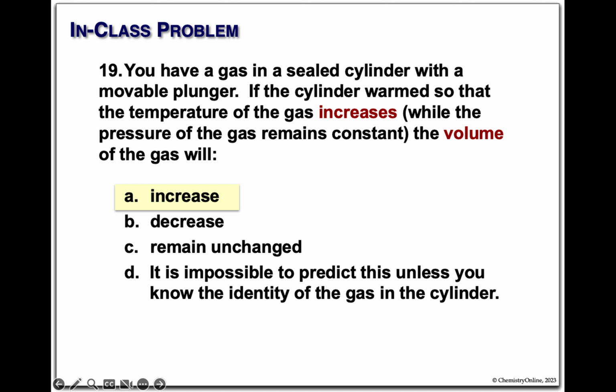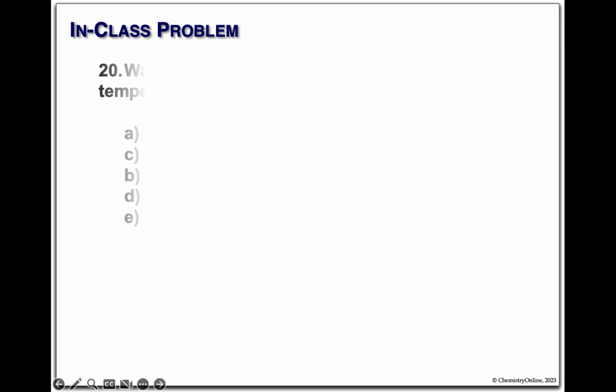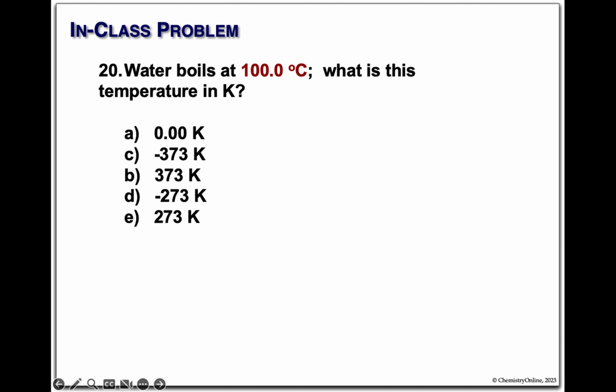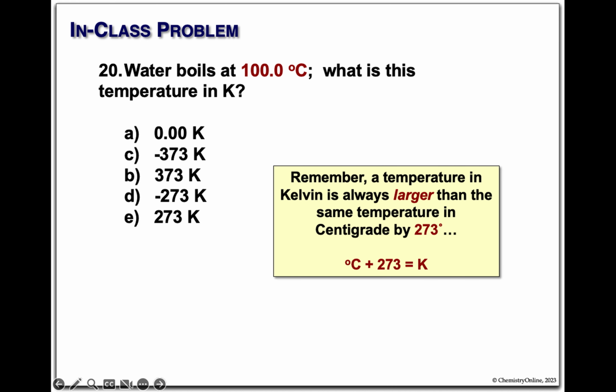And finally, this is a trivial gimme question that everybody is supposed to get right. Water boils at 100 degrees centigrade. What is this in Kelvin? If you don't remember this, write it on your little card. Centigrade plus 273 is Kelvin. 100 degrees plus 273 is 373.